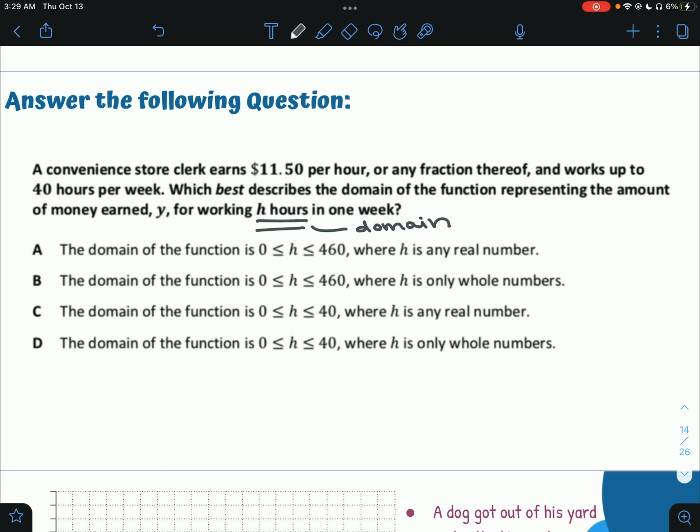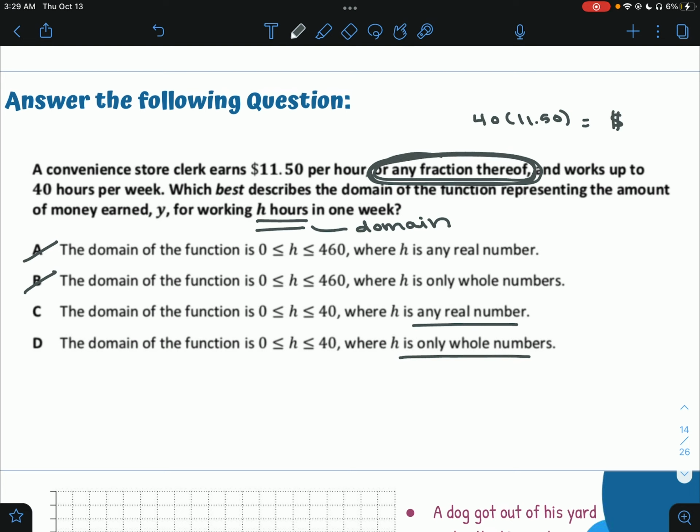Well, 460 comes from saying 40 times 11.50. So that would still be money. We should get rid of A and B because we're not talking about the money. We're talking about the number of hours. Well, if we look at C and D, our difference is any whole numbers, any real numbers. This key phrase, any fraction thereof, means you can work part of an hour because time is continuous. So it is not just the whole numbers, it is also the real numbers.